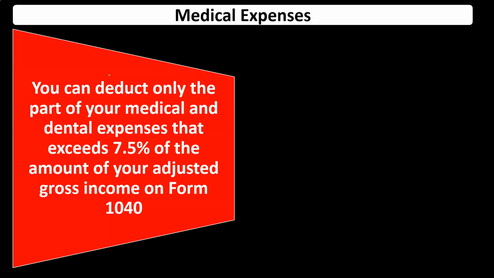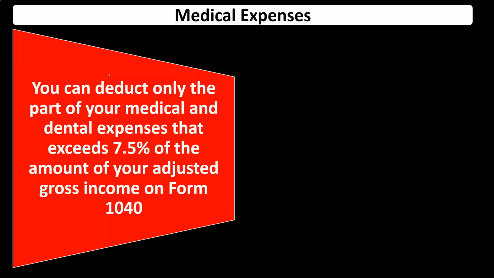So you can deduct only part of your medical and dental expenses that exceed 7.5% of the amount of your adjusted gross income on Form 1040. So you've got the adjusted gross income. That's usually the thing that we think about when we have phase-outs, which is kind of like a cap. Usually we think of caps: when your income goes over a certain amount, you lose the ability to deduct. This is kind of like a floor.